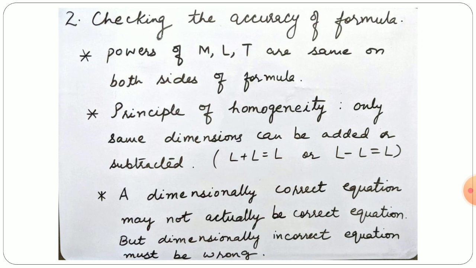The third thing is, a dimensionally correct equation may not actually be the correct equation, but a dimensionally incorrect equation will always be wrong. So, while checking the accuracy of a formula, we must understand that if the dimensional analysis gives us the result that the equation is dimensionally correct, then it is not necessary that the equation is also correct. That is, a dimensionally correct equation may not be the actual equation.